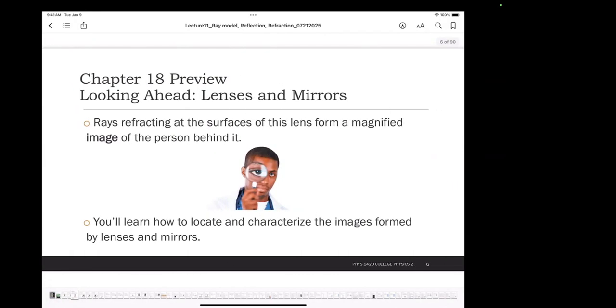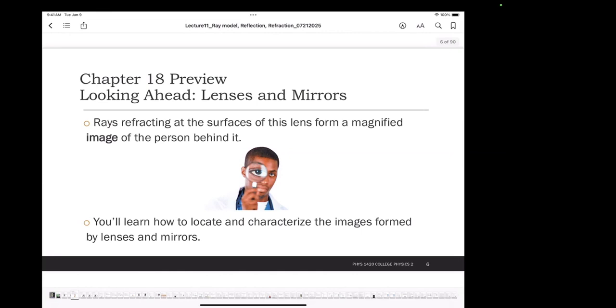Also we will learn about lenses and mirrors. Rays refracting at the surface of this lens form a magnified image of the person behind it. You can see here, if we look at something through some lenses or mirrors, rays refracting at the surface of this lens form a magnified image of the person behind it.